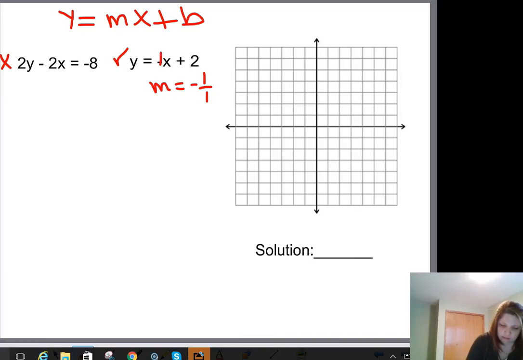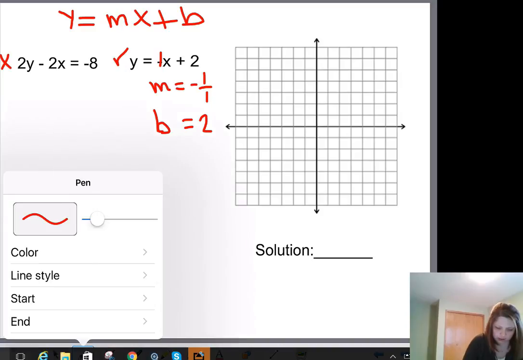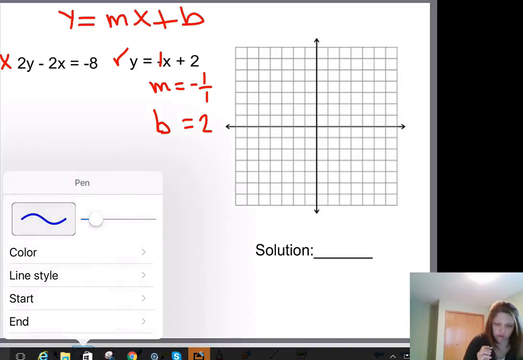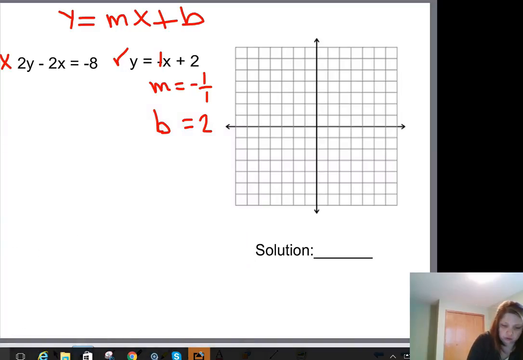So remember, the number that stays in front of x and we don't see it is 1. And then b is equal to +2. So the second equation is fine and you can graph it. What about the first one? So this one, we'll change the color to green or blue, because I want you to see what we are going to do. So we're going to solve the equation for y. How do we solve the equation for y?